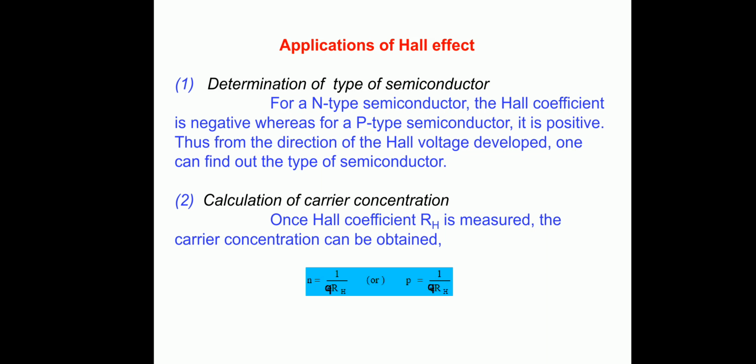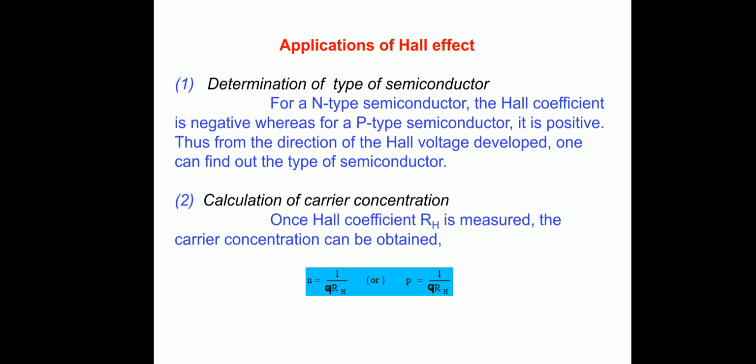So after finding this Hall coefficient, we can check whether it is a P-type material or an N-type material. For an N-type material, the Hall coefficient is negative, whereas for the P-type material, the Hall coefficient is positive. So from the direction of the Hall voltage developed, one can find out the type of semiconductor. So if we know the value of Hall coefficient, we can easily find whether it is a P-type or N-type material. For an N-type material, the Hall coefficient is negative, and for a P-type material, the Hall coefficient is positive.